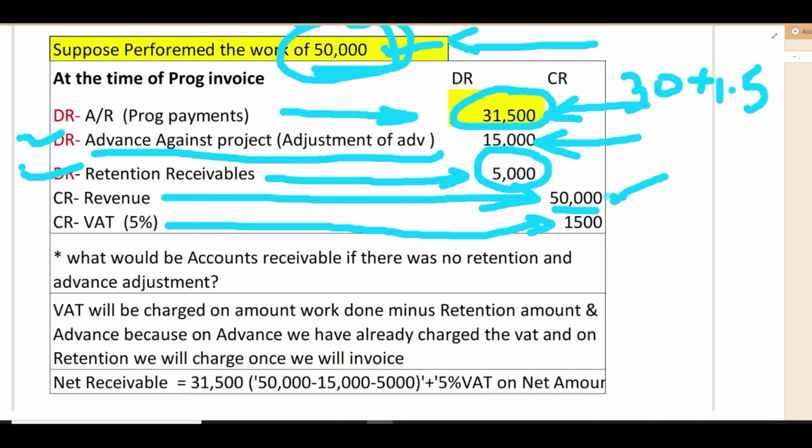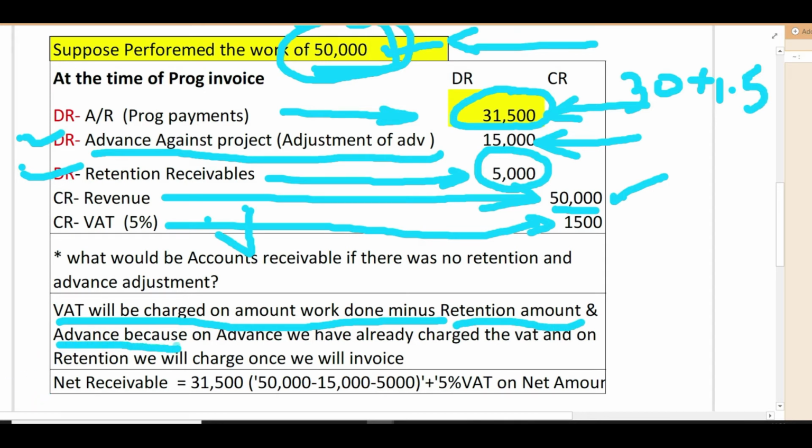Okay, now in our case we have retention and advance adjustment as well. So we are distributing this account receivable into two parts: retention receivable and other progressive payment receivable, and we are also removing this 15,000 and we are not charging VAT on this. So VAT will be charged on the amount of work done, that is 50,000, minus retention amount, minus advance, because on advance we have already charged the VAT, right?